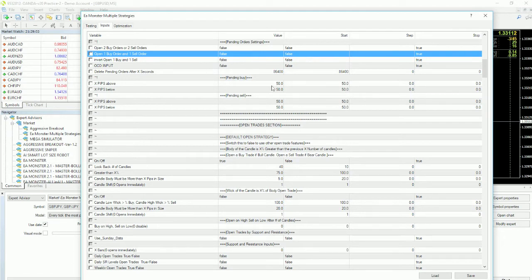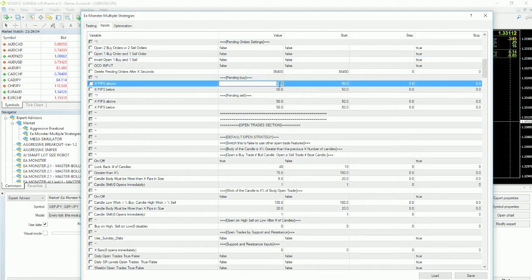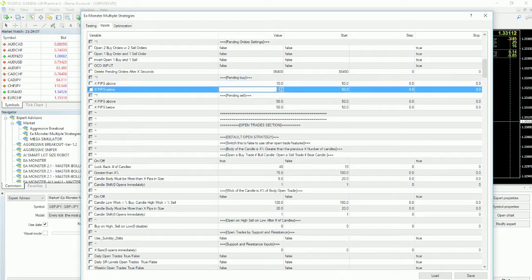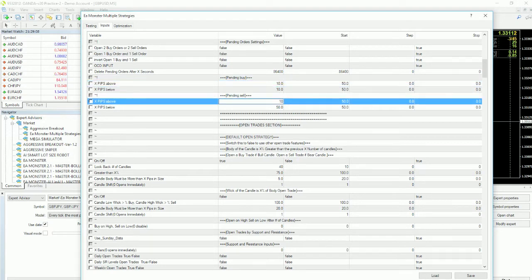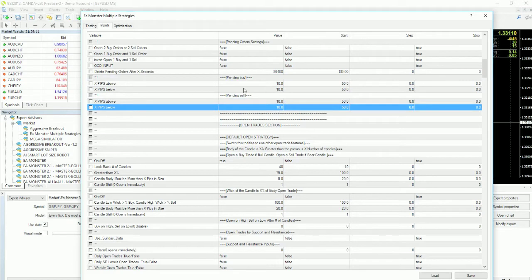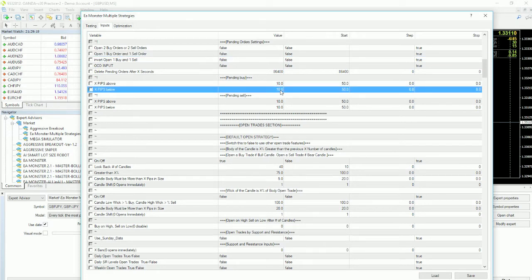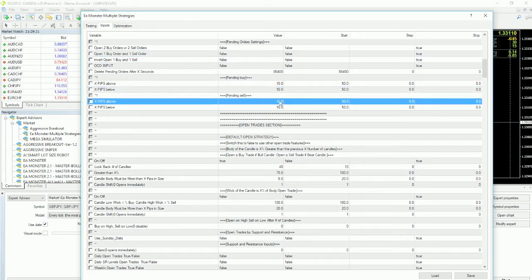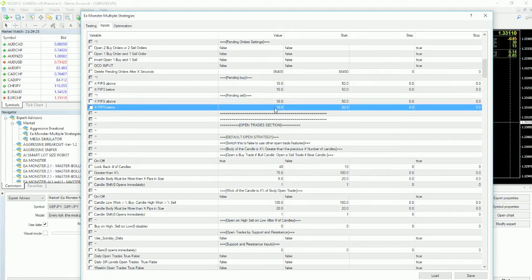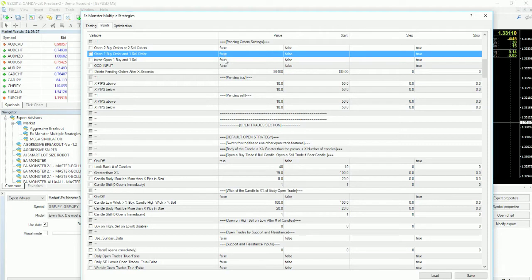Obviously, that's going to be opening one buy order 50 pips away, or if I put 10 here, which I've started using now, and you open one buy order and one sell order, it's going to open a buy order 10 pips above and a sell order 10 pips below. When a sell order is triggered, it opens a buy order 10 pips above and a sell order 10 pips below, if you set that to true.